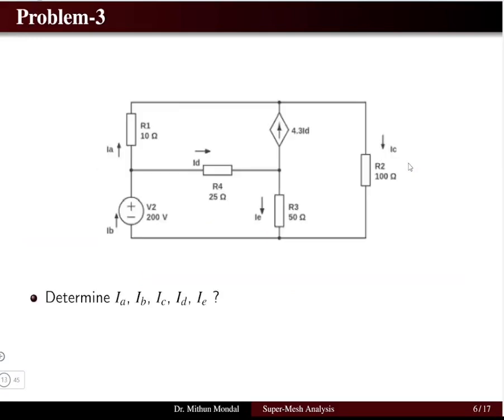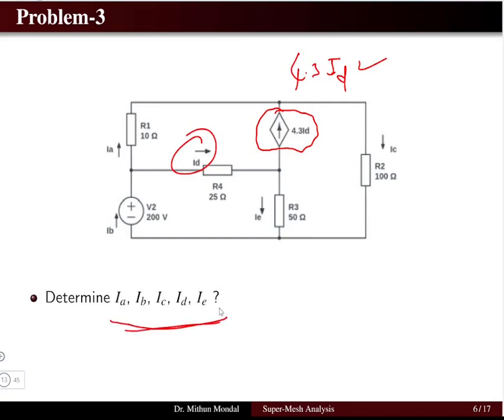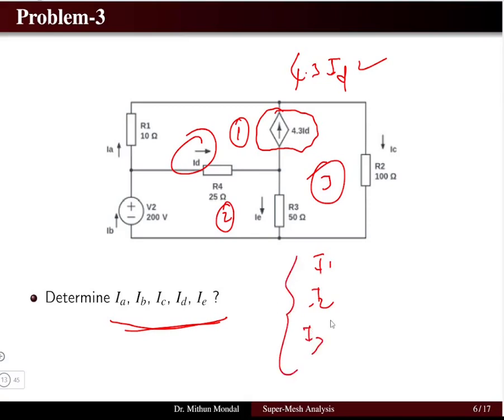Problem third, here in this problem we have a dependent current source. We can see there is a dependent current source whose magnitude is 4.3 times the ID current, where ID is the current which is flowing through resistor R4. Then we have to determine the individual currents through the elements IA, IB, IC, ID and IE. So this is basically a 3 mesh problem. We can take 3 variables I1, I2 and I3, which are the mesh currents, and solving 3 equations in 3 variables, we can find out the unknown variables that we need to find.